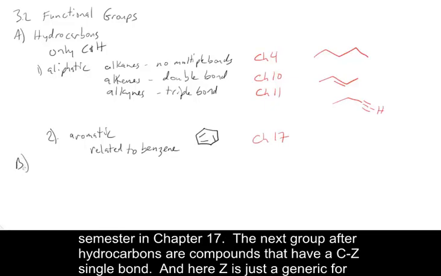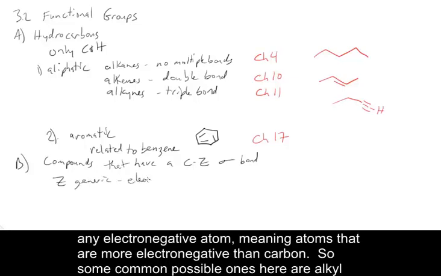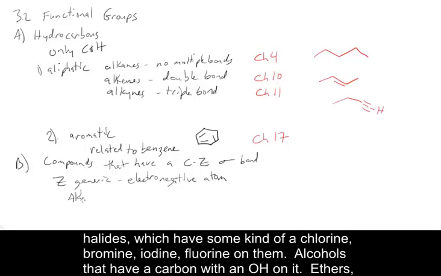The next group, after hydrocarbons, are compounds that have a CZ sigma bond. And here Z is just a generic for any electronegative atom, meaning atoms that are more electronegative than carbon. So some common possible ones here are alkyl halides, which have some kind of a chlorine, bromine, iodine, fluorine on them.